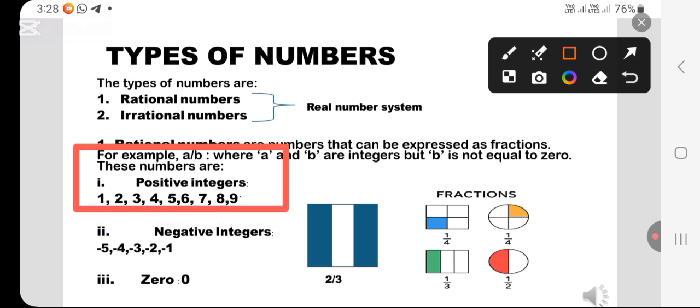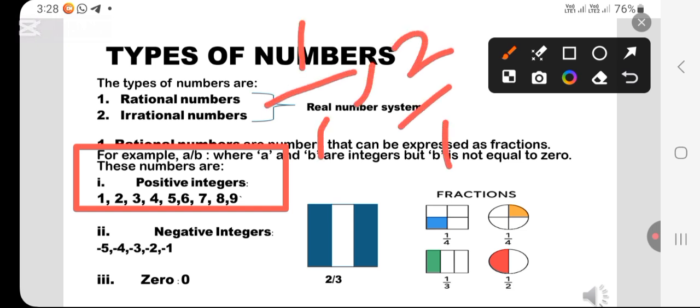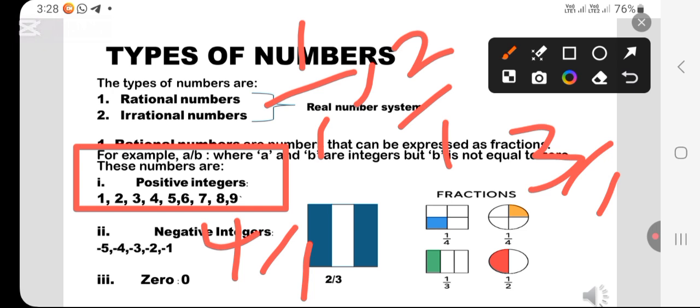We have 1, 2, 3, 4, 5, 6, 7, 8, 9. They are the positive integers. We can express them as fractions: 1 over 1, 2 over 1, 3 over 1, 4 over 1. That's how we express them as fractions up to 9. We have to know that any number divided by 1 is equal to that number.